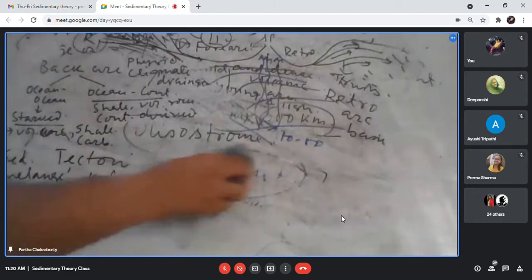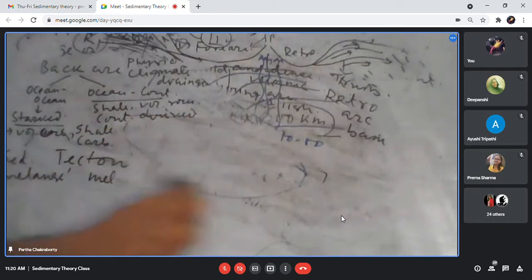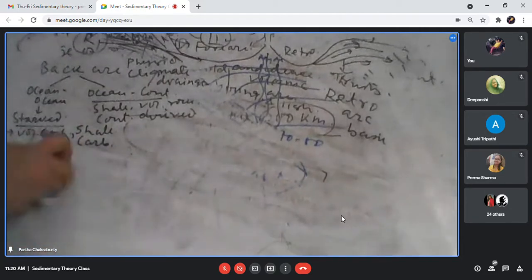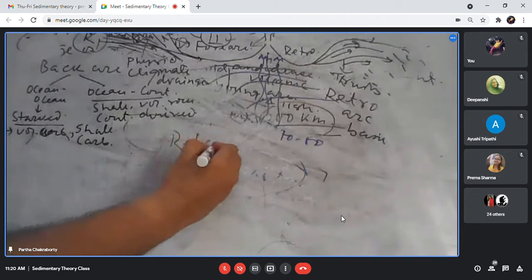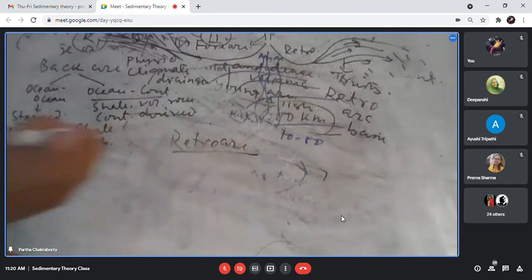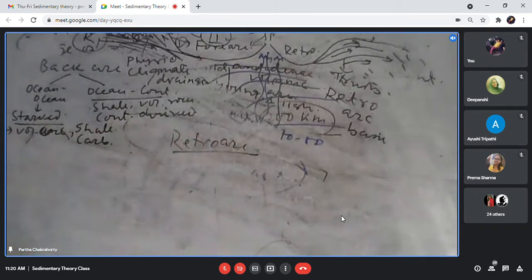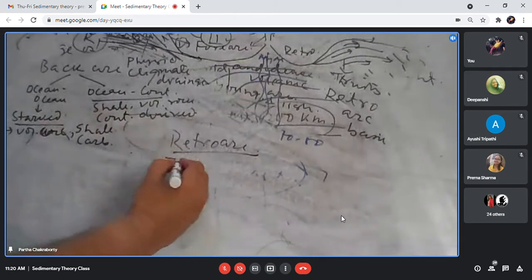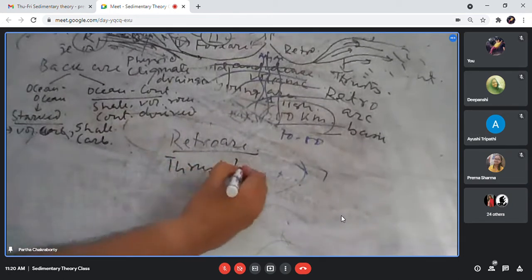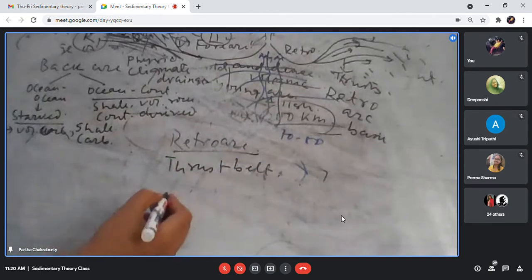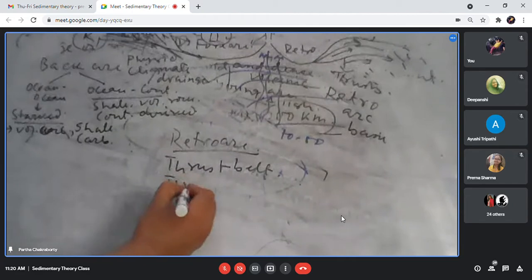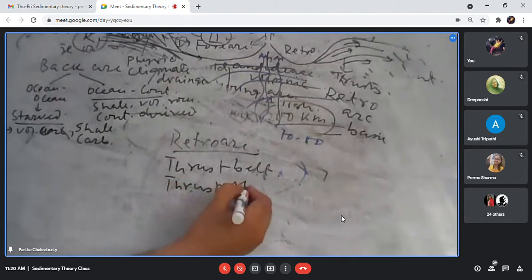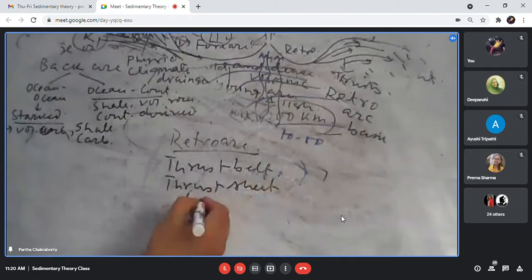Now, retro arc. What am I saying? In the retro arc, what am I getting? It is a thrust belt. So you get the thrust sheet derived sediment.